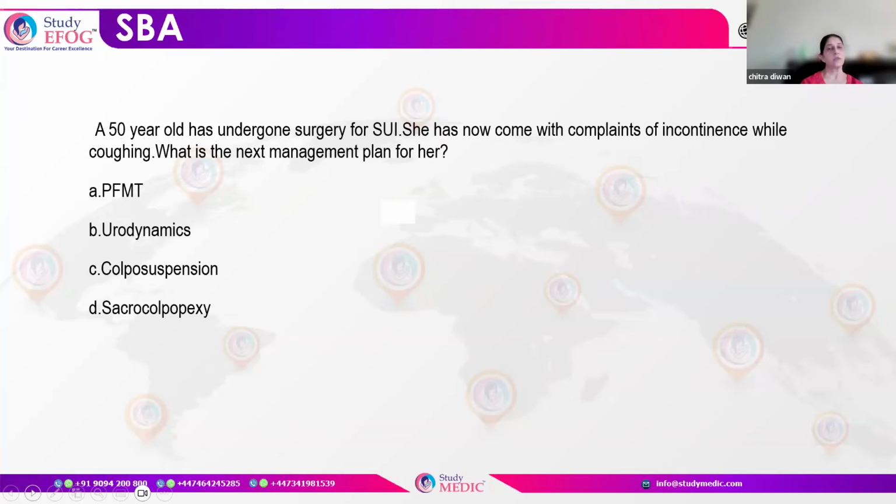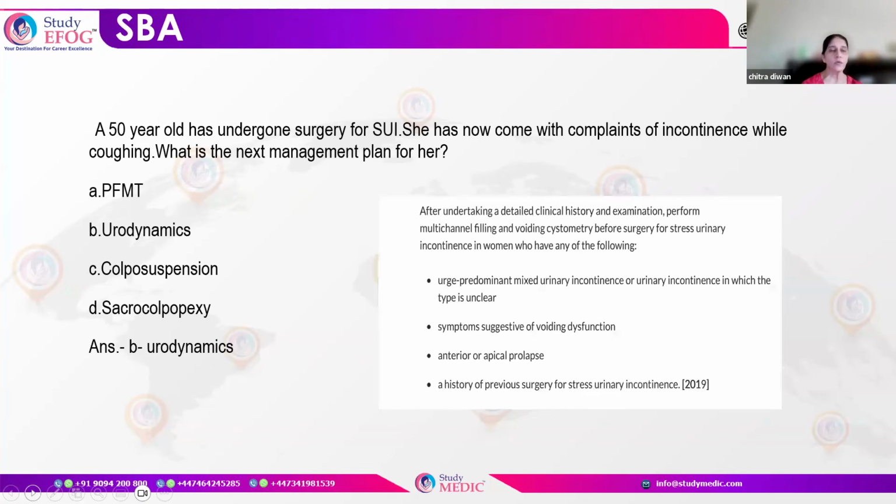Urodynamics, yes, could be offered. Already surgery has been done, so there is no role of offering colposuspension or sacrocolpopexy again. You will go in for urodynamics to see whether in addition to her stress incontinence, she also has symptoms of overactive bladder, or detrusor overactivity. So stop the video here, pause the video and see what are the indications for doing urodynamic studies.